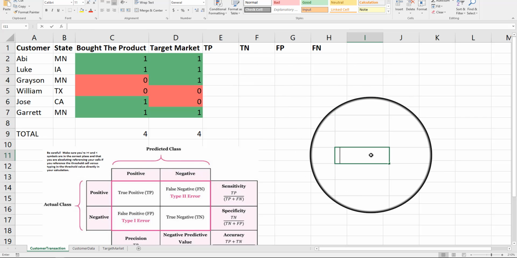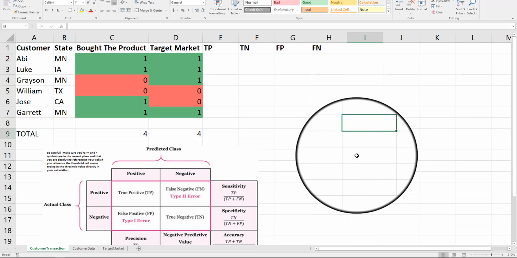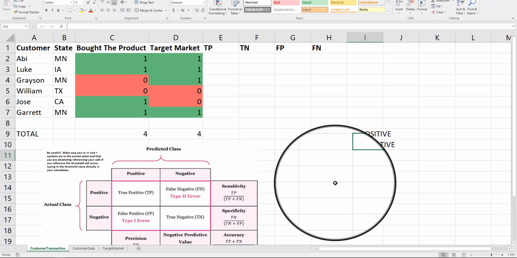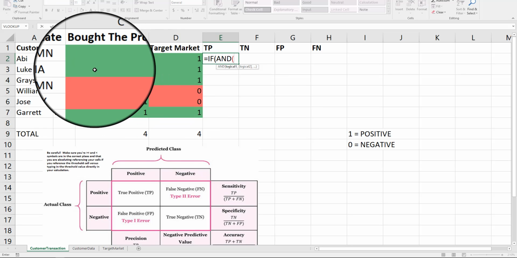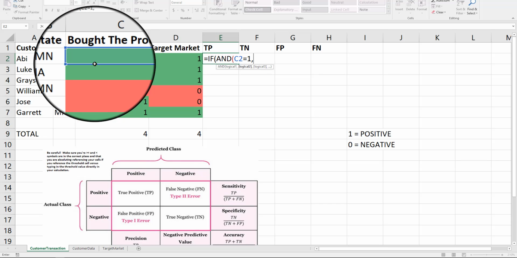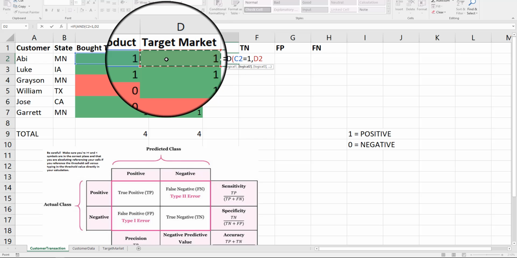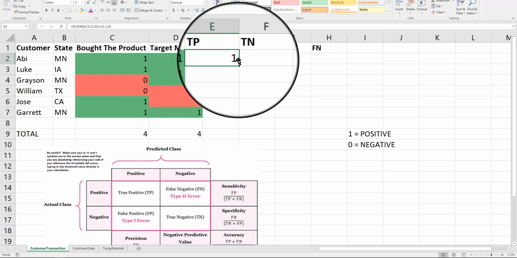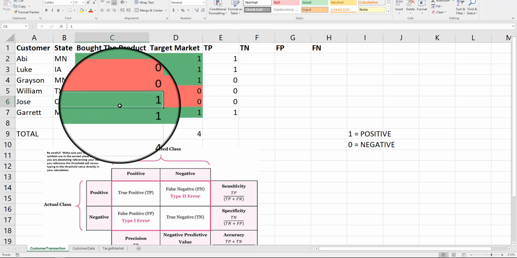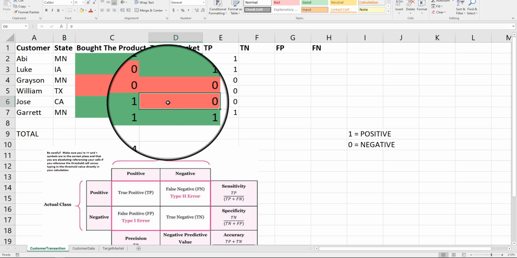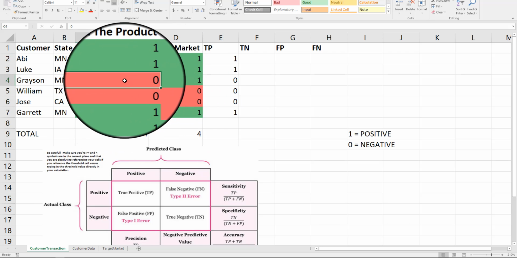Where this time we're not going to do like a 0.75 or anything like that you might be accustomed to from the past. 1 equals positive, 0 equals negative. Okay, so we're going to just quickly do that. So we're going to use the if and function. If and what product equals 1, and target market equals 1. Close that off, put a 1 else 0, drag down, and there we go. So accuracy, not so accurate, accuracy. So even though they bought the product, they weren't in our target market. And even though they were in our target market, they didn't buy the product.